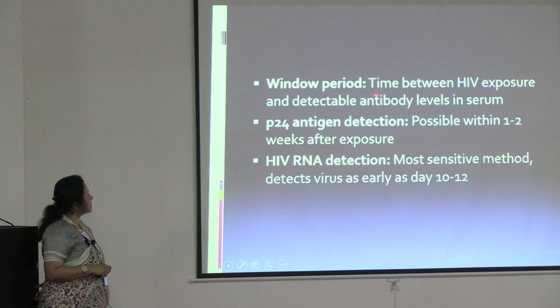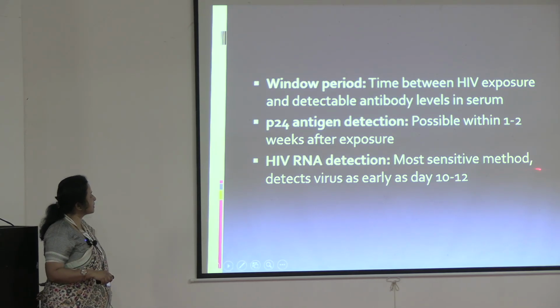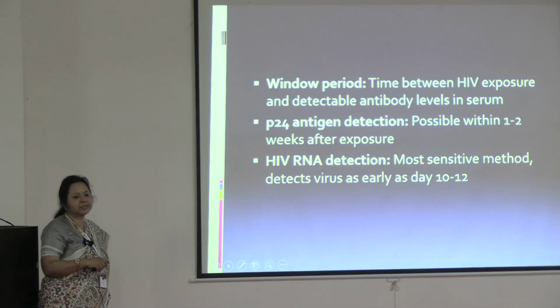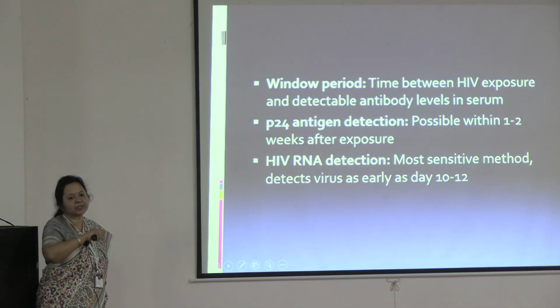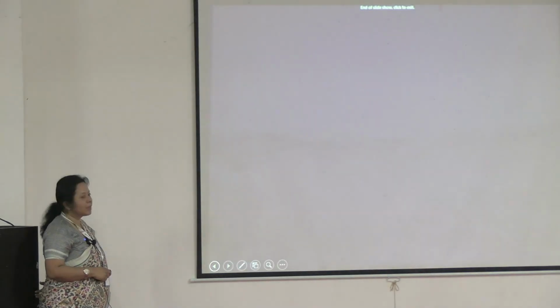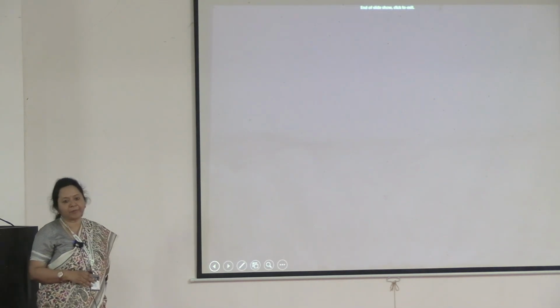Window period is the time between HIV exposure and detectable antibody levels in the serum. P24 antigen detection is possible within 1 to 2 weeks after exposure. HIV viral RNA detection is the most sensitive method, detecting the virus as early as 10 to 12 days. This is all repetition. I did it because I wanted to emphasize these are so important for exam purposes, and also for diagnosis purposes. So that's how I wanted to finish it up fast.